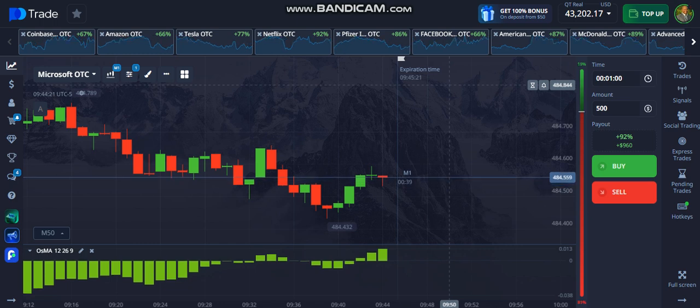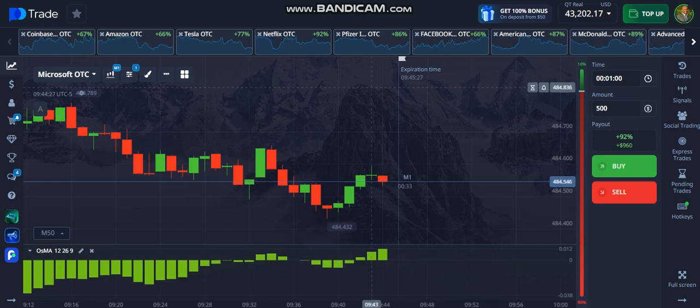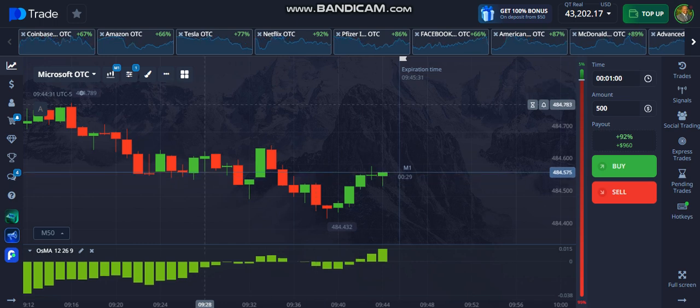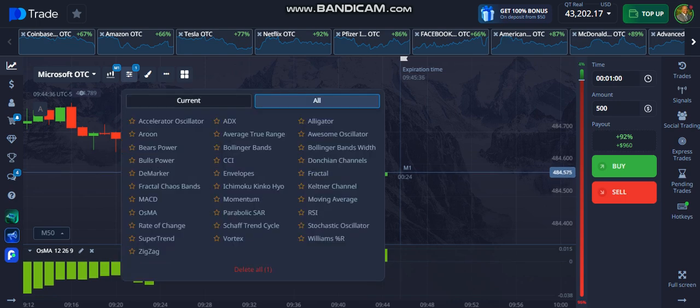So today I'm on the Pocket Option platform and I'm going to be trading OTC stocks. Okay, so I'm going to be utilizing one indicator here. If you click on the indicator button, it's called the OsMA indicator, or Oscillator of Moving Average indicator.